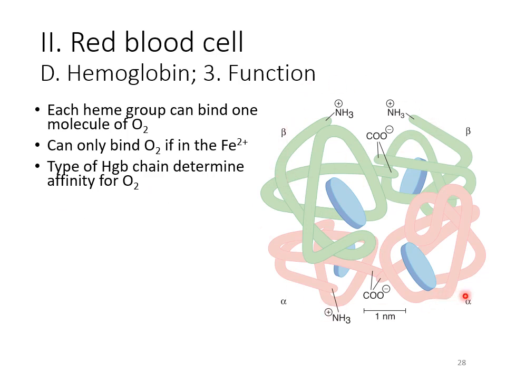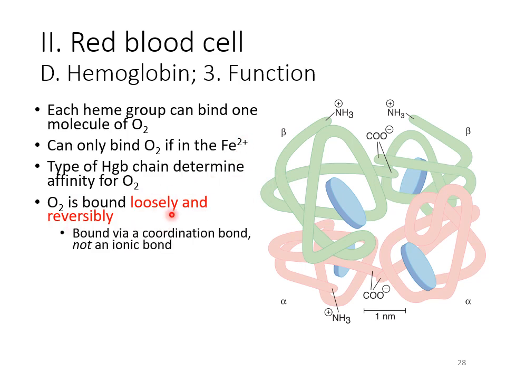You have the fetal hemoglobin because the fetal environment is very different from the environment of the blood when you're born and as you grow. So you need a different type of hemoglobin with a different affinity for oxygen in the fetal stage. Oxygen is bound loosely and reversibly. So we mentioned this before.